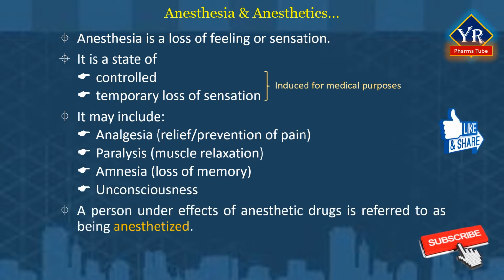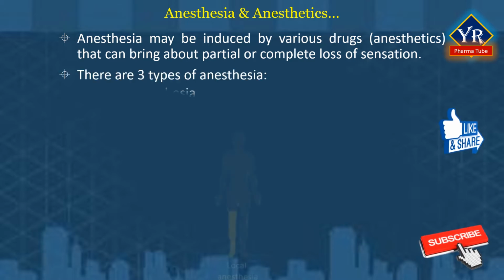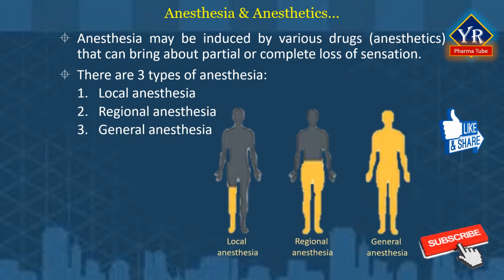A person under the effects of anesthetic drugs is referred to as being anesthetized. Anesthesia enables the painless performance of medical procedures that would otherwise cause severe or intolerable pain to a person who is not anesthetized, or would otherwise be technically unfeasible. Anesthesia may be induced by various drugs known as anesthetic drugs or simply anesthetics that can bring about partial or complete loss of sensation. There are three types of anesthesia. Number 1, local anesthesia. Number 2, regional anesthesia. And number 3, general anesthesia.